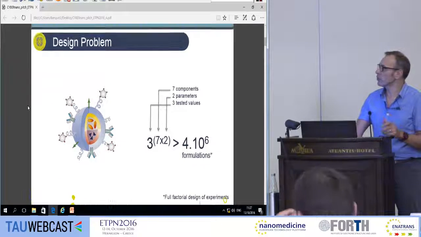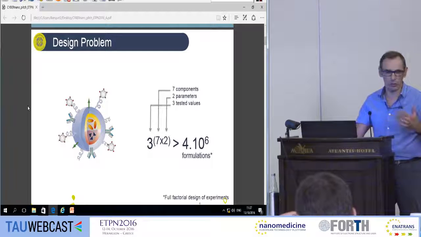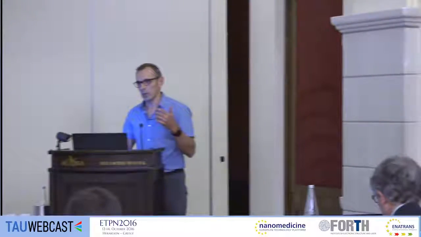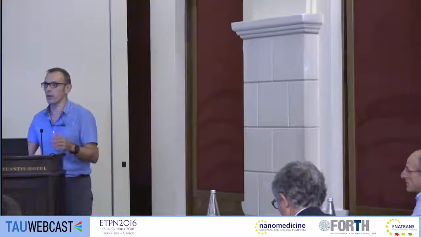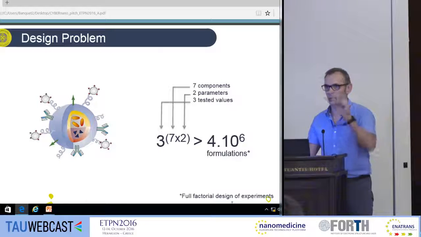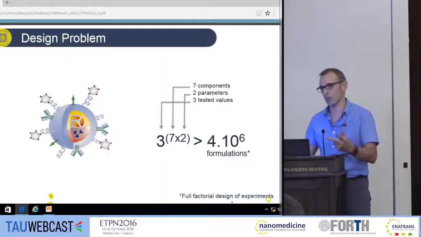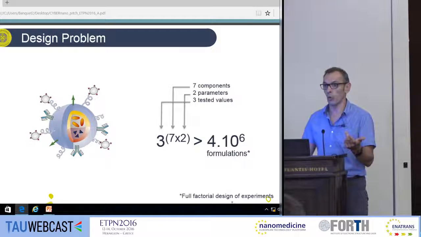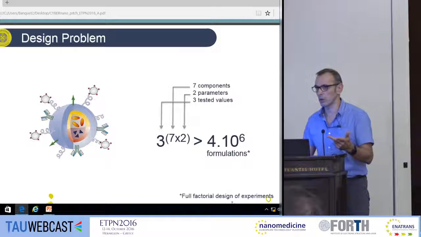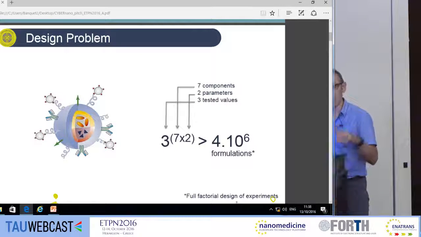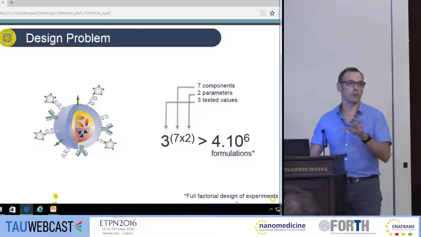So this is just an example. Here's a particle. We have 7 components. Each component could be the shell, for instance. For the shell, you can get different characteristics. For instance, the size, the type of material, so 2 characteristics. And for each characteristic, you can select 3 values to be tested: small one, medium one, large one. And finally, you've got more than 4 million possibilities of formulation. So now imagine you've got the best one, the best formulation.